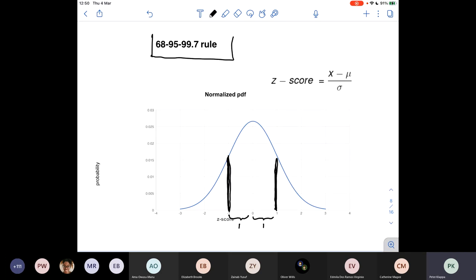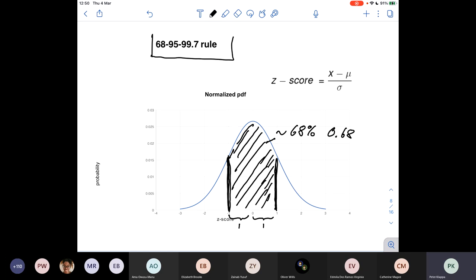In this case, the area under this curve for one standard deviation is roughly 68%, or 0.68. We know that one is all of it. So 68% of people will be within this one sigma range.